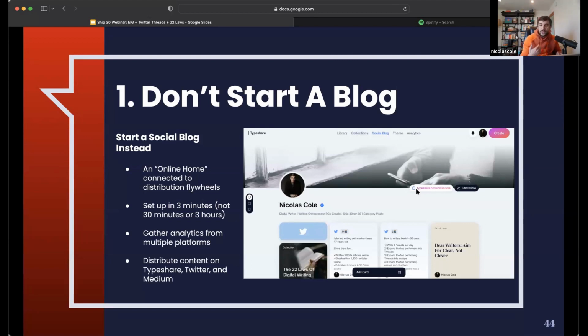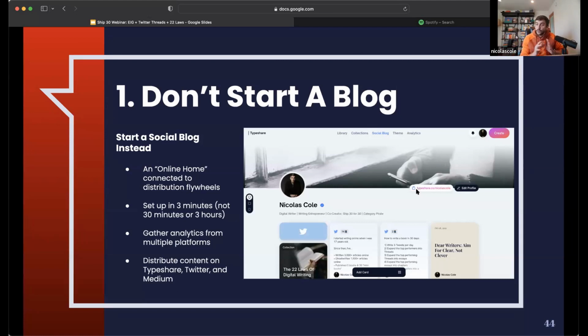And so the reason we encourage people to write on social platforms, or use a platform like TypeShare that allows you to have a social blog that connects into social platforms, is because your biggest problem when you're first starting is you don't have data. You have zero data telling you this is what people are interested in. So how do you get data and feedback? Well, it's probably better to write in environments with hundreds of millions of readers than in an environment where there are zero readers.